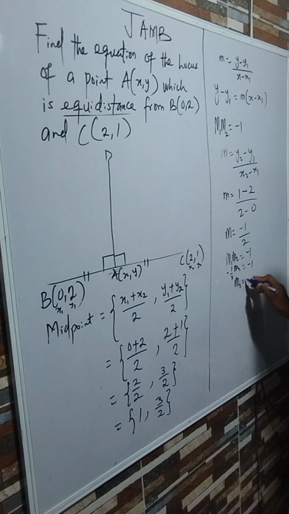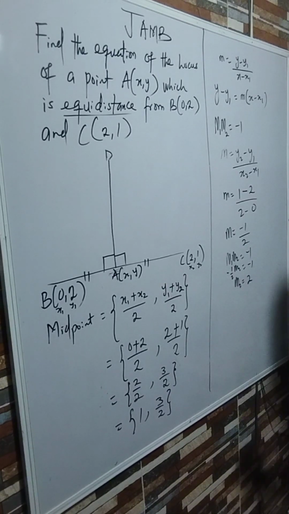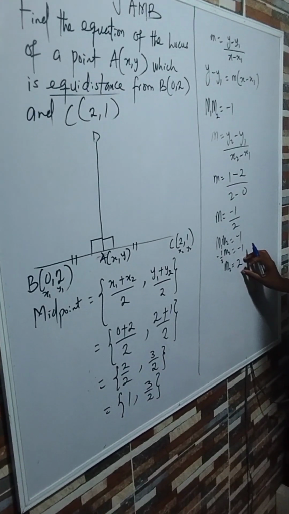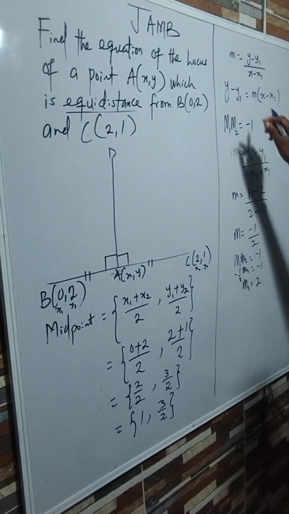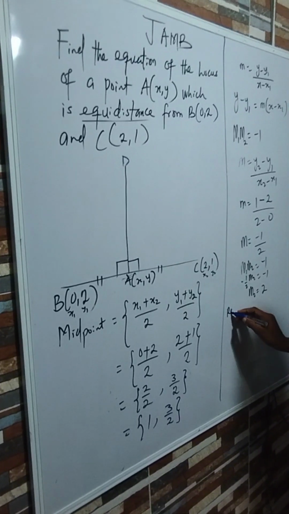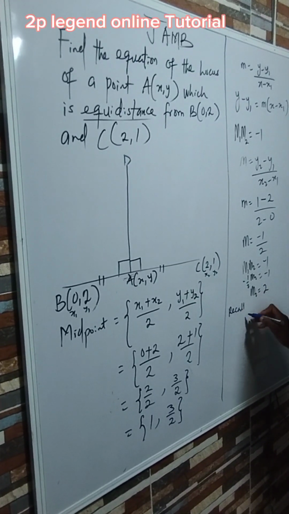Then you will have your m2 to be 2. Now that you've gotten your m2 to be 2, that's when you cross multiply. This is what you are going to get. Now, recall the equation that we have ahead.